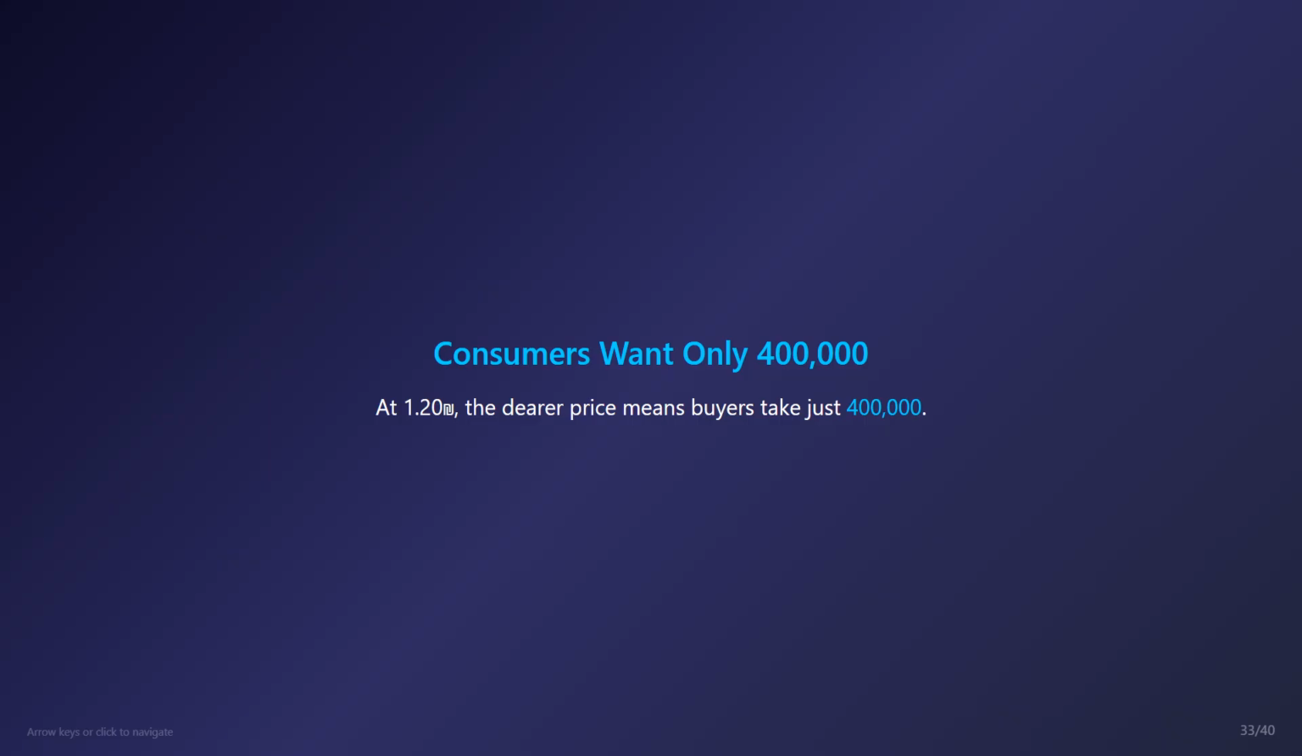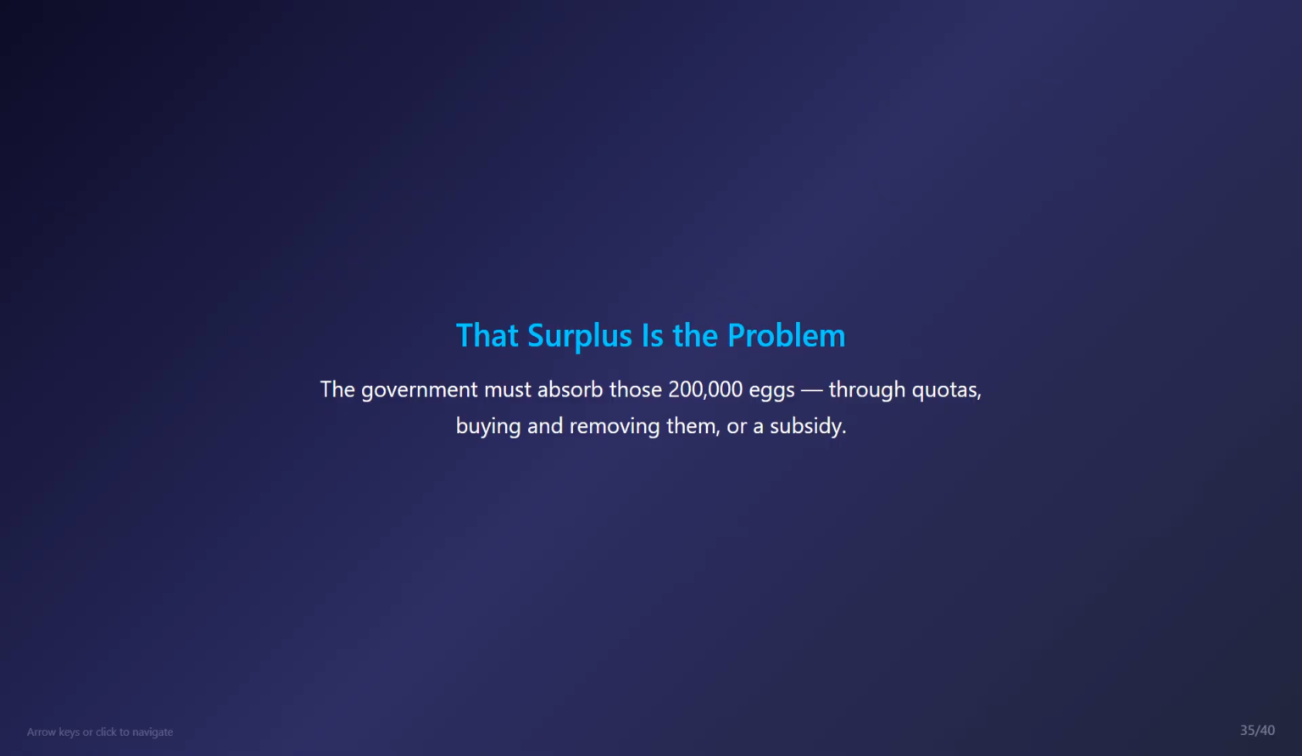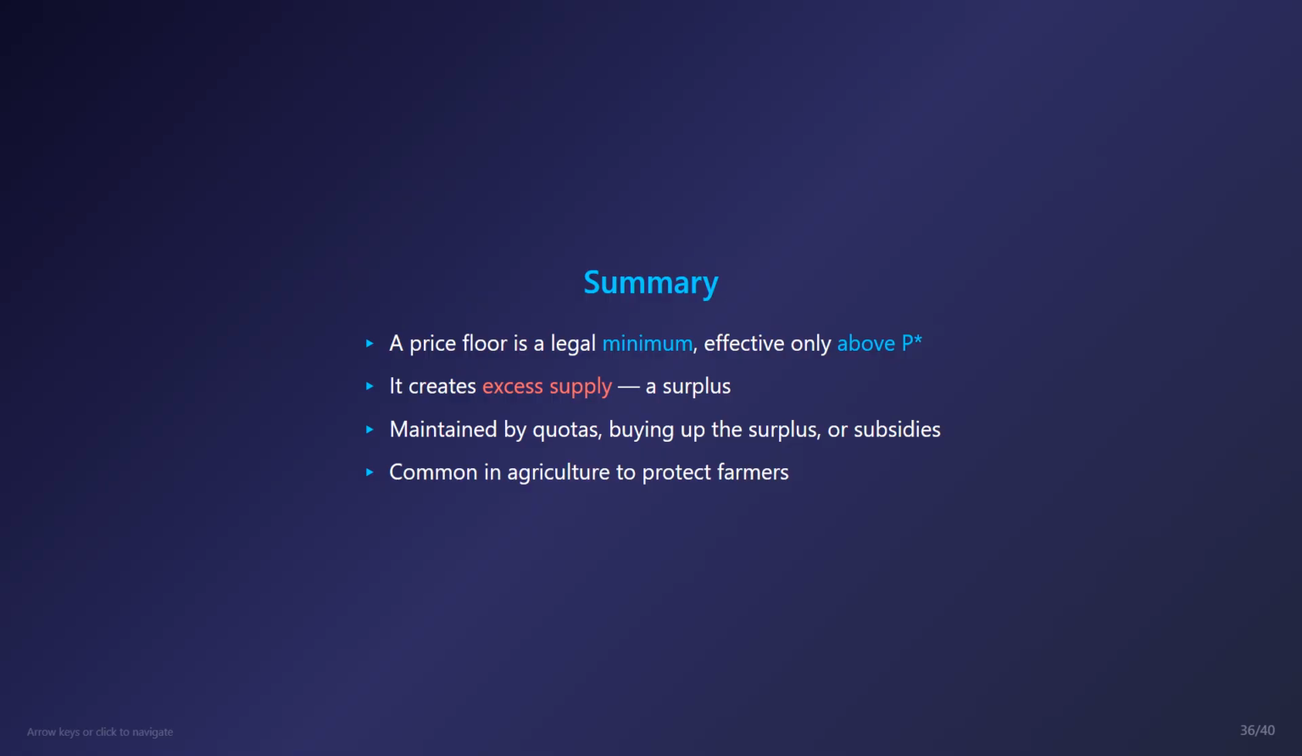Their quantity has shrunk. So the surplus is 600,000 minus 400,000, which is 200,000 eggs left unsold. That's the glut the floor has created. And that surplus is the problem the government must now handle. It has to absorb those 200,000 eggs by setting production quotas, by buying and removing them from the market, or by subsidizing the producers. Let's summarize.